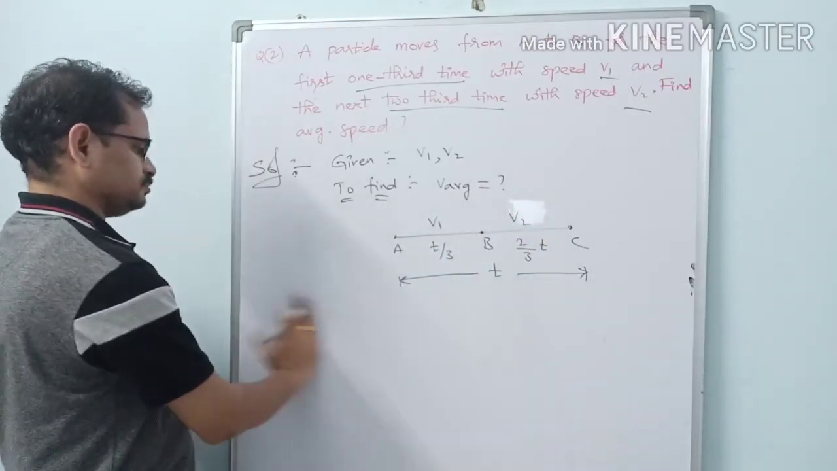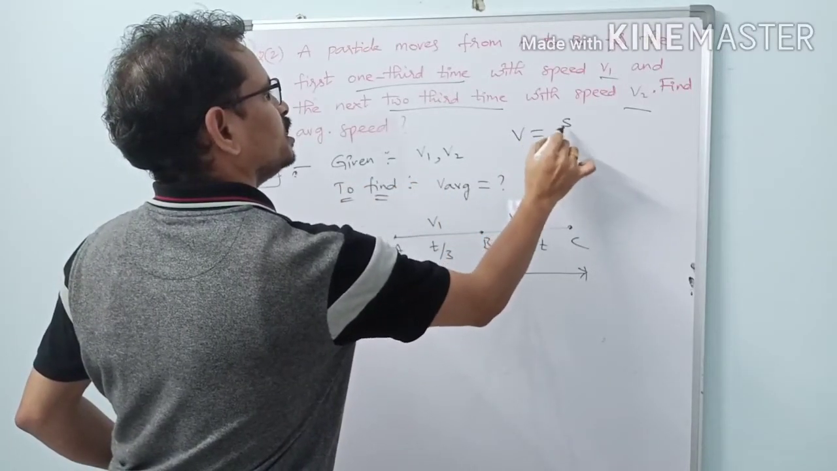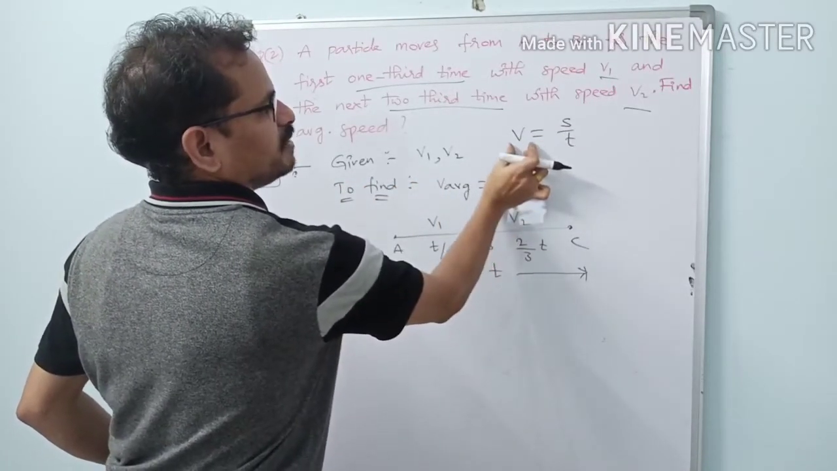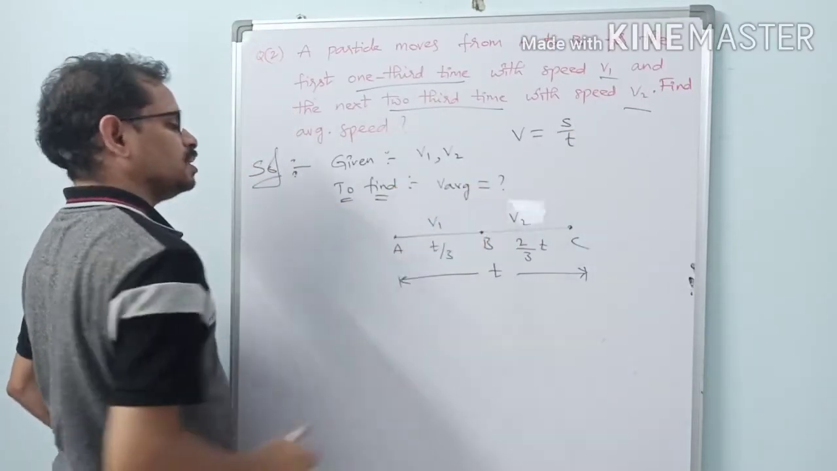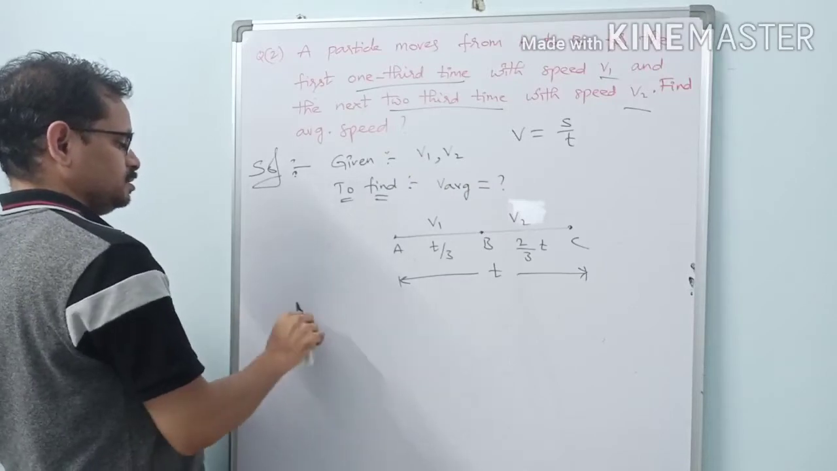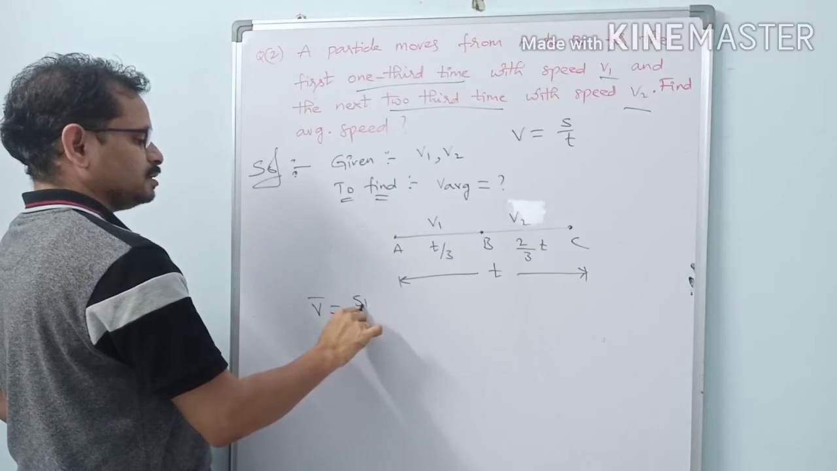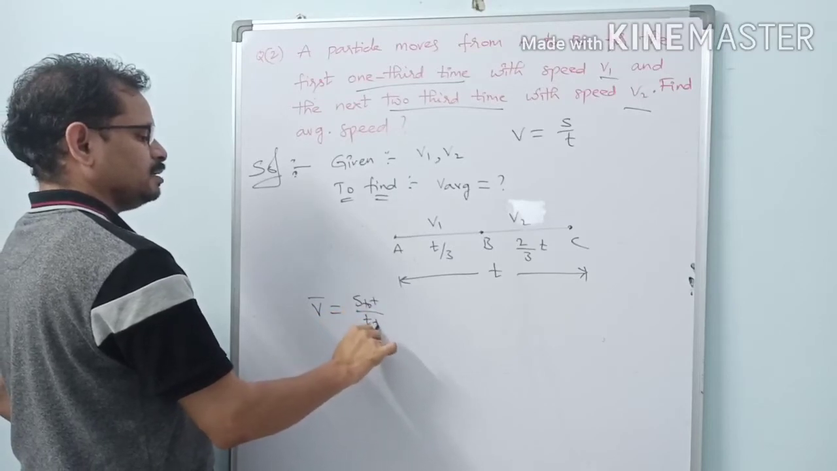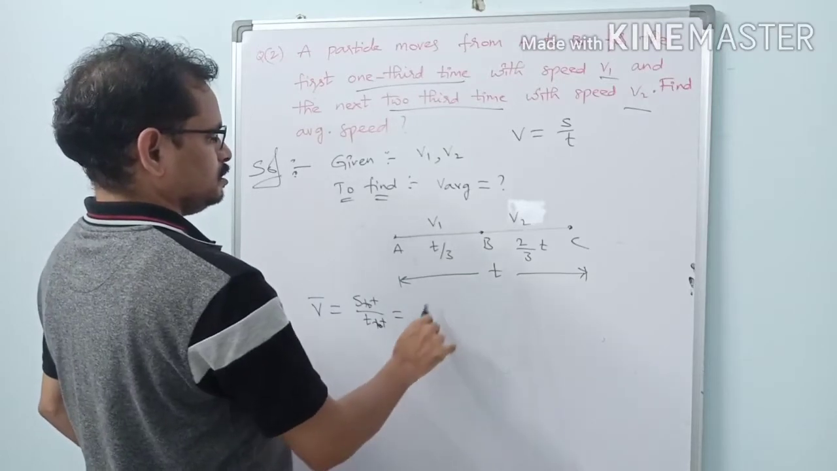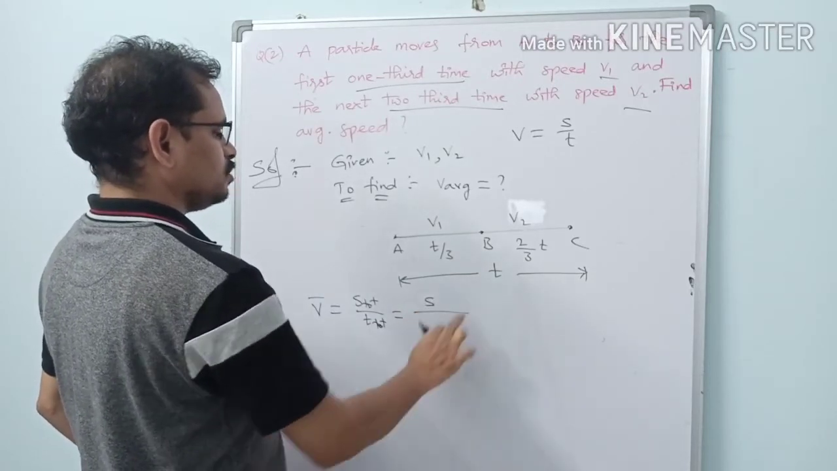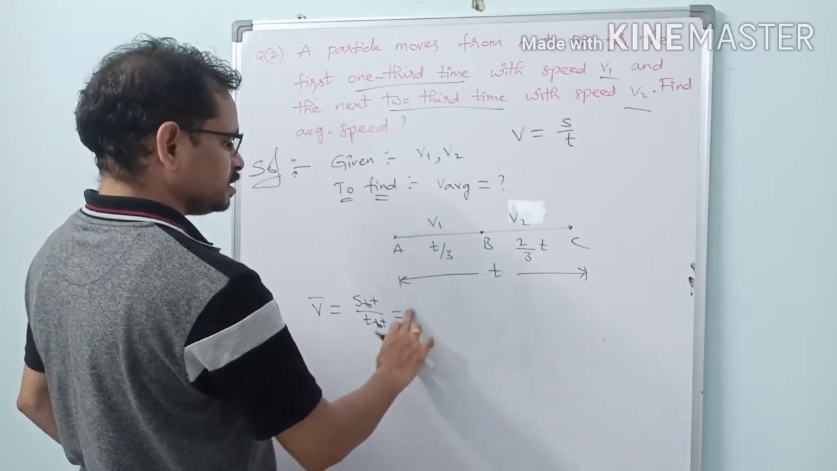So now applying the formula. What is the formula for uniform motion? V equal to S by T. Average velocity equal to total displacement by total time, or average speed equal to total distance by total time. So V bar equal to S total by T total. So what is S total here? Total distance S by what is total time? T.